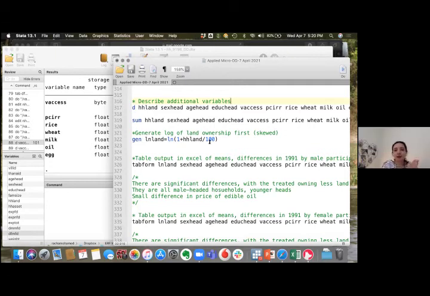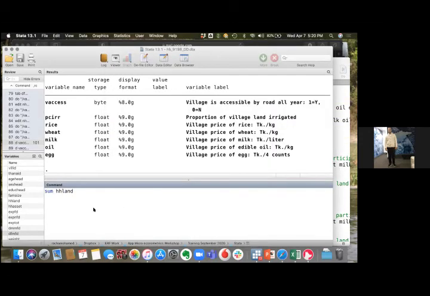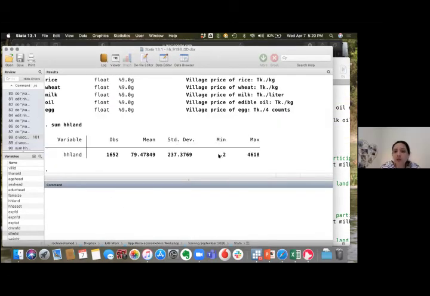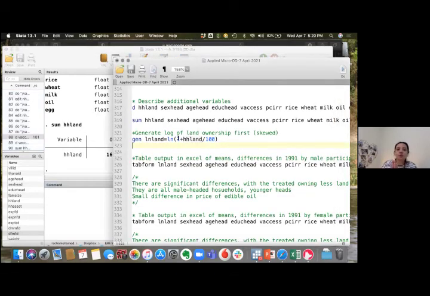Let me show you the value of land itself. You can see we have from 0.2 acre to 4,600 acre, so there is huge variation. If we include the log of land with such very small values, the log can be negative. So we correct for it by using 1 plus the land value.